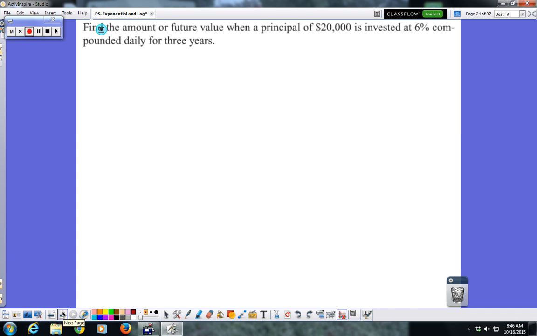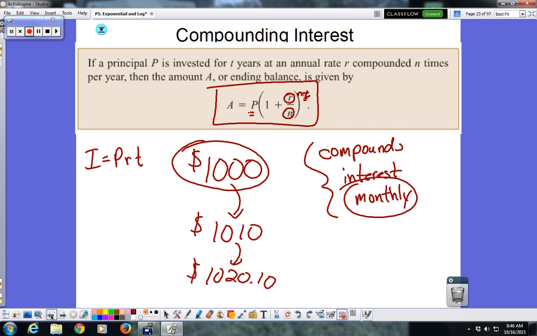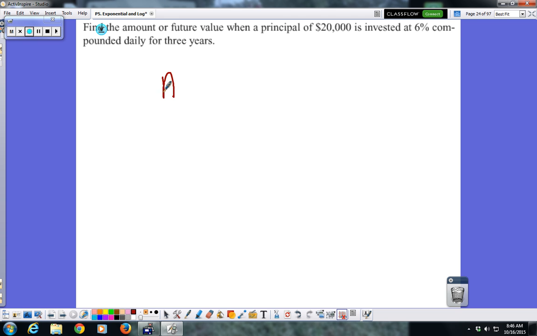First problem. Find the amount, or future value, when a principal of $20,000 is invested at 6% compounded daily for 3 years. You want to see how much your $20,000 becomes, and I think I lied to you. A is not the amount of interest that you've earned. A is the total amount of money that you now have. So again, here's your formula: A equals P times 1 plus R over N to the NT power.